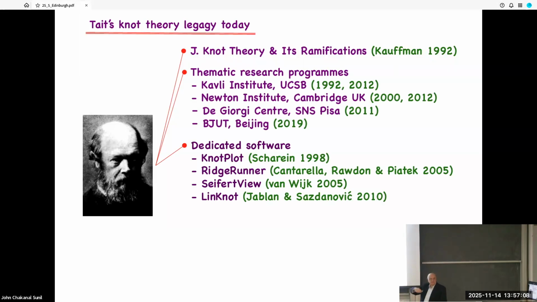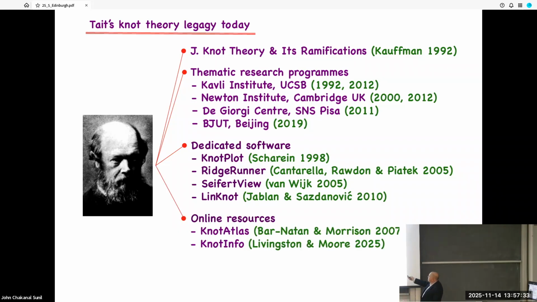Of course, conferences and all that are now standard. Dedicated software, where we saw Knotplot by Rob Scharein. Ridge Runner is a very interesting software for relaxation of tubular knots. Zypher View, we move in a slightly different area, but the Zypher surfaces are the surfaces that are spanning a knot or a link, and a link knot as well. These are, I believe, almost all very cheap to buy or just free online.